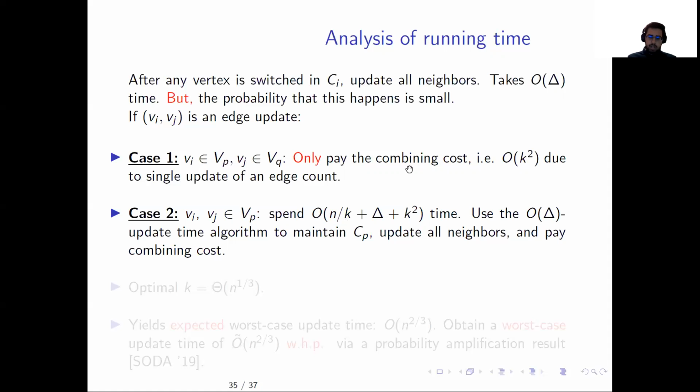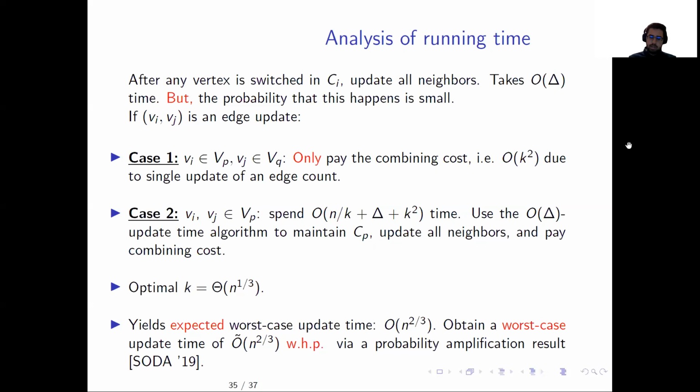And the case when we have vertices in different subgraphs, in that case, you only need to pay the combining cost, which is order k squared. And optimizing for k gives us k equals n to the 1/3. And putting everything together, this would give us an update time of n to the 2/3. And we can use the probability amplification result of Bernstein to get the same update time with an additional polylogarithmic factor with high probability.